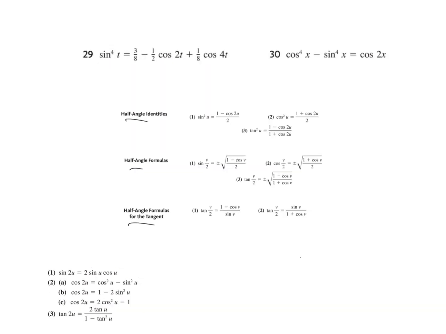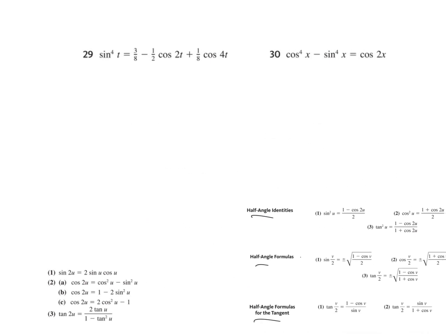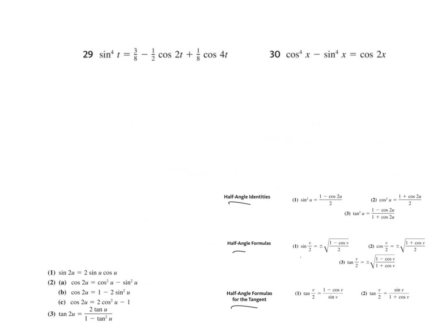We have a sine to the 4th here on number 29. So we can change that, or we can try to work on this ugly beast to the right of it. I would probably change that to sine squared squared. And what do we have for sine squared? So our sine squared is right here. We can use that to get us going.